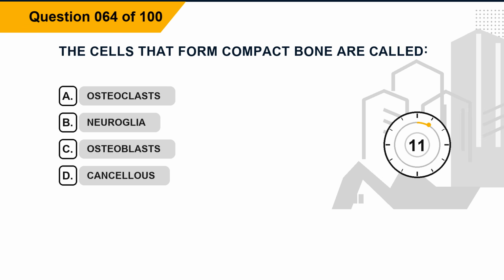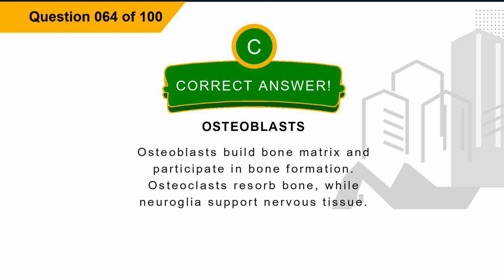Question 64. The cells that form compact bone are called. Option A, osteoclasts. Option B, neuroglia. Option C, osteoblasts. Option D, cancellous. The correct answer is option C, osteoblasts. Explanation. Osteoblasts build bone matrix and participate in bone formation. Osteoclasts resorb bone, while neuroglia support nervous tissue.